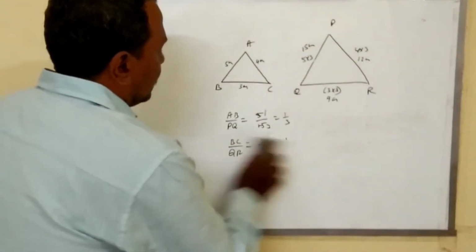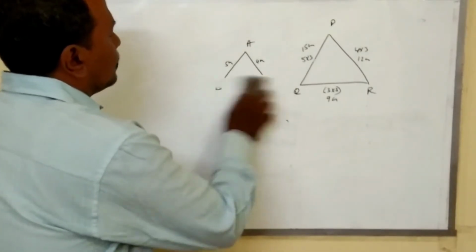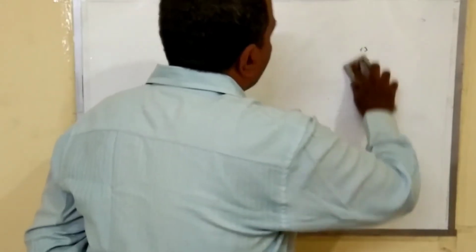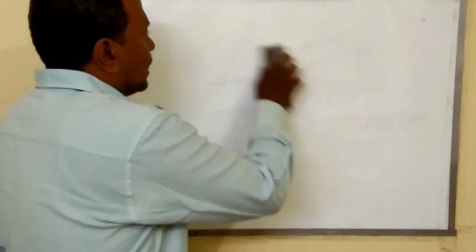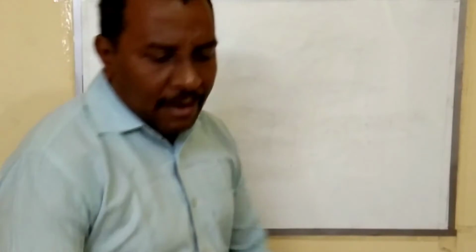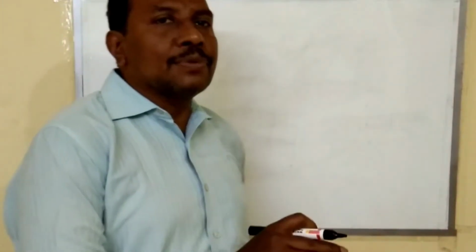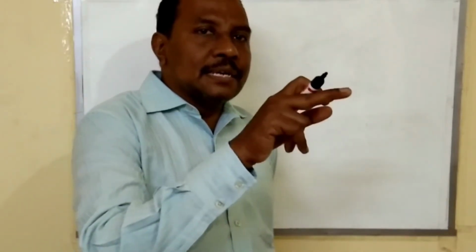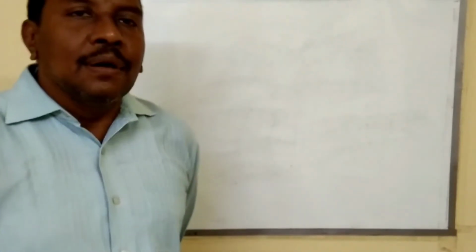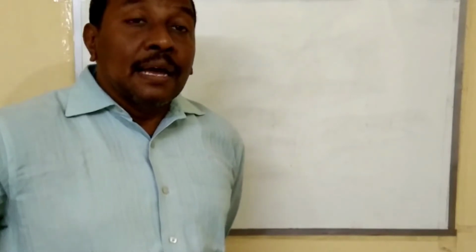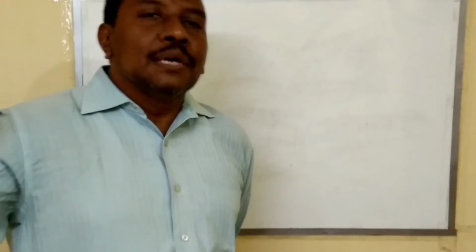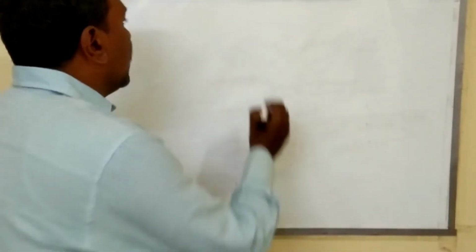Now, I think you understood about similarity of triangles and the scale factor. Scale factor is nothing but the proportion of the sides. That means all 3 sides of a triangle are proportional to all 3 sides of another triangle. That number which gives the ratio is nothing but the scale factor. Next.